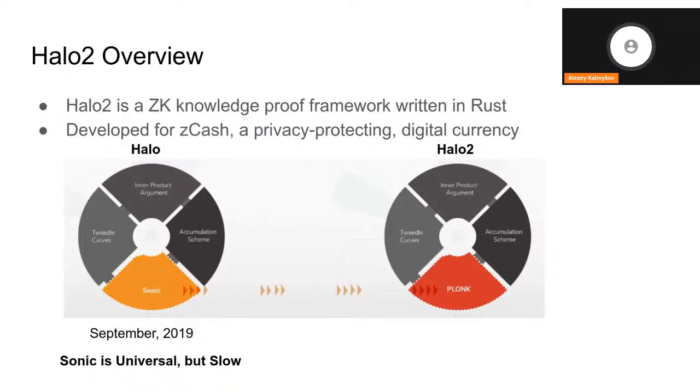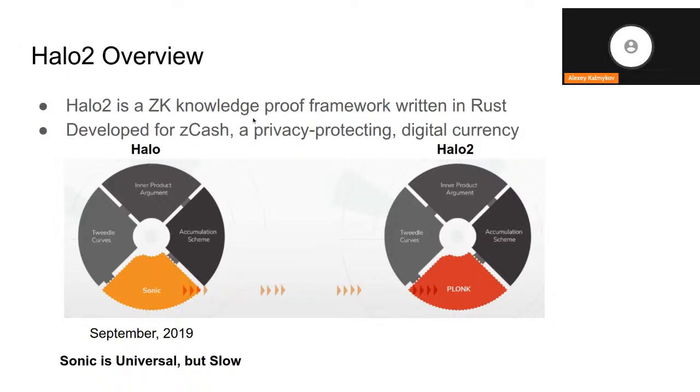So let's start with a short overview. As I previously mentioned, Halo2 is a ZK knowledge proof framework written in Rust. It was originally developed by Electronic Coin Company, and it was developed for Zcash, a privacy-protecting digital currency. As the name implies, Halo2 is the second version of the framework.